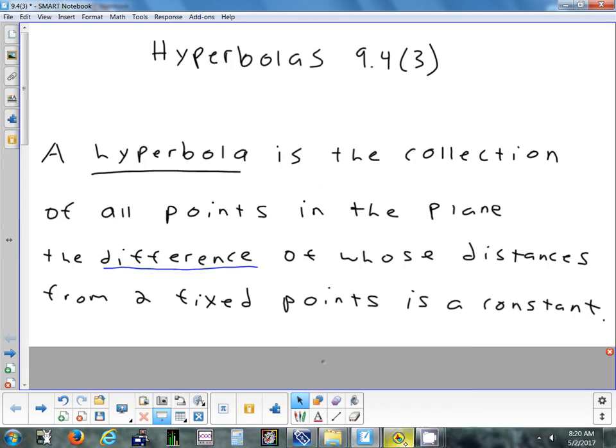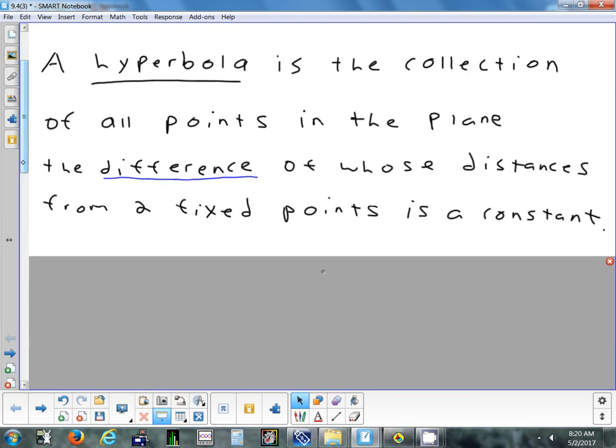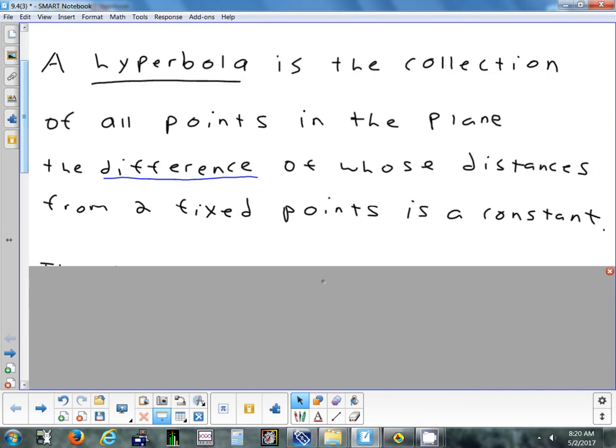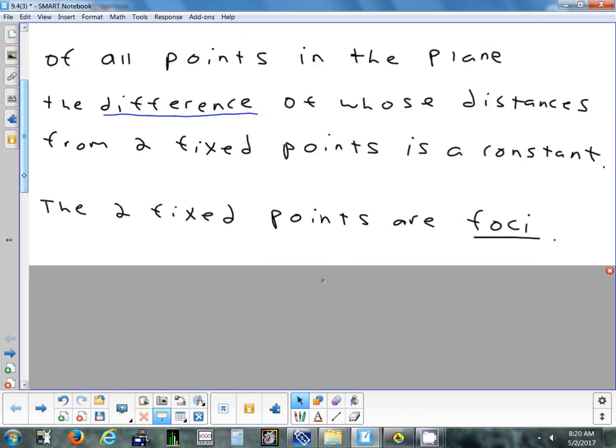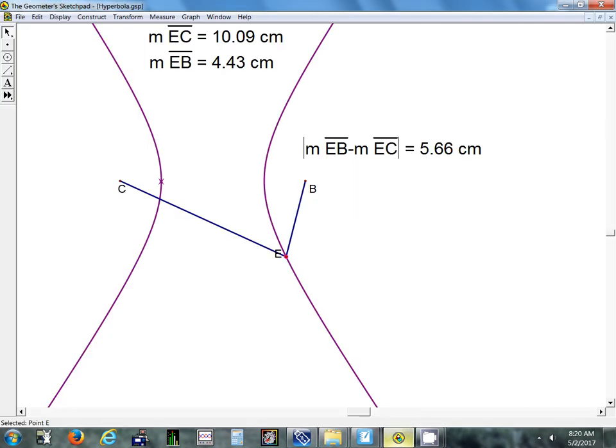So the two fixed points in my picture were labeled C and B. If you were here yesterday, you probably have an idea what those are called. Anybody know the name of those two points? Yeah, they're the foci. That's just the plural of focus. And notice the two parts of the hyperbola wrap around each focus.